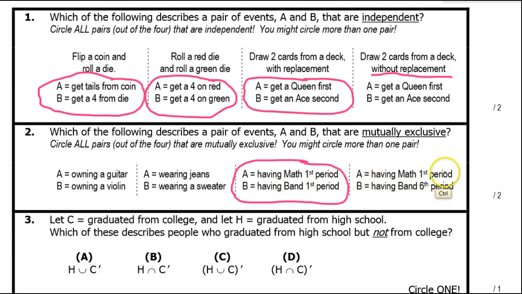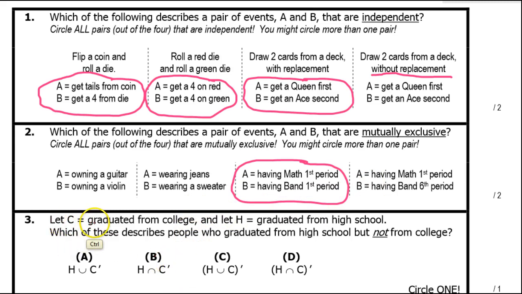Having math first period and band sixth period. Those are not mutually exclusive because both of these could happen. You could have math first period and you could have band sixth period. There's no conflict there. All right, moving on to number 3.